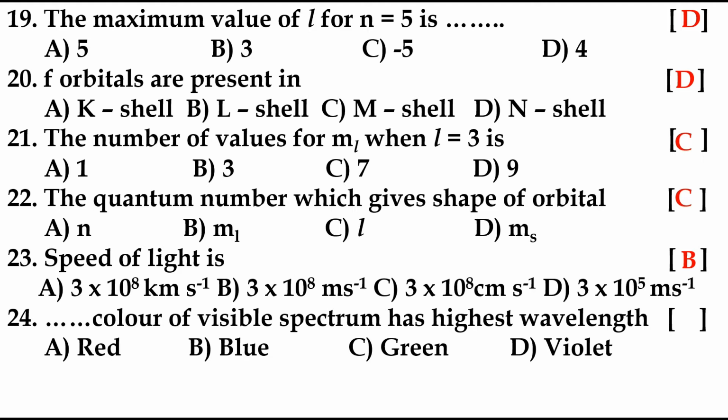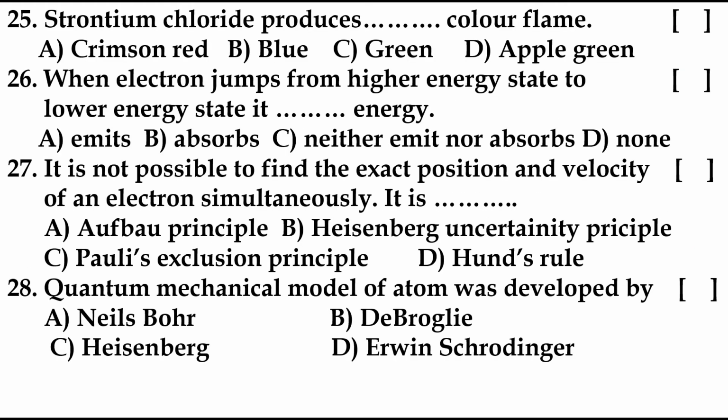24. Dash color of visible spectrum has highest wavelength. A, red. B, blue. C, green. D, violet. Answer is option A, red color. 25. Strontium chloride produces dash color flame. A, crimson red. B, blue. C, green. D, apple green. Answer is option A, crimson red.